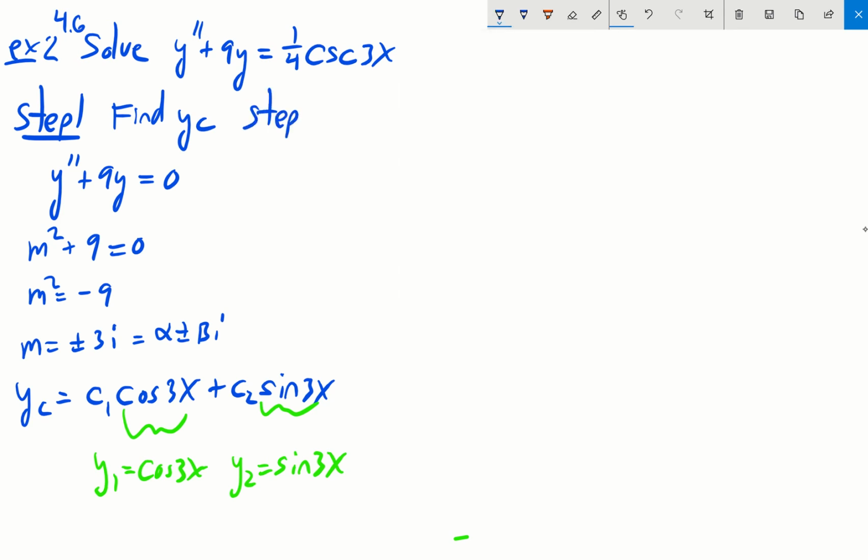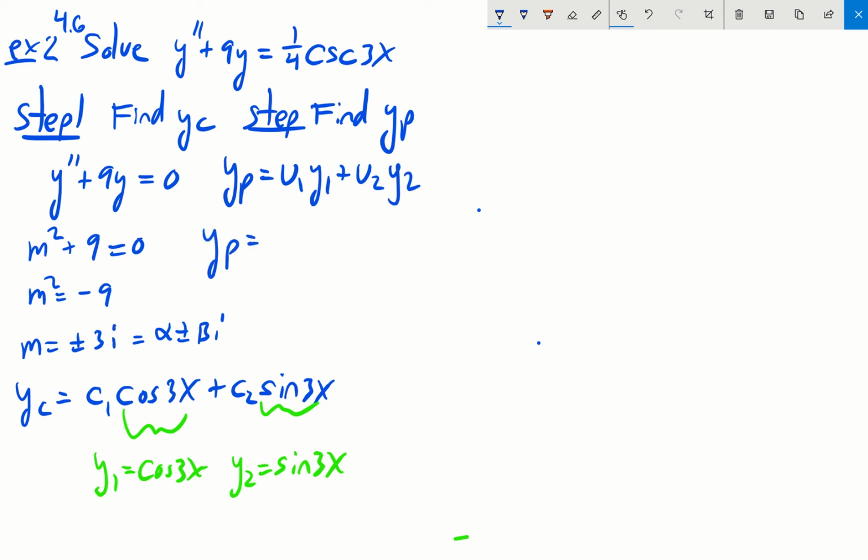Step 2 is we now want to find the particular solution. Let's find y sub p. We know that y sub p is going to have the following form. So y sub p is going to be equal to u1 y1 plus u2 y2. That is, it's going to look like u1 times the cosine of 3x plus u2 times the sine of 3x.